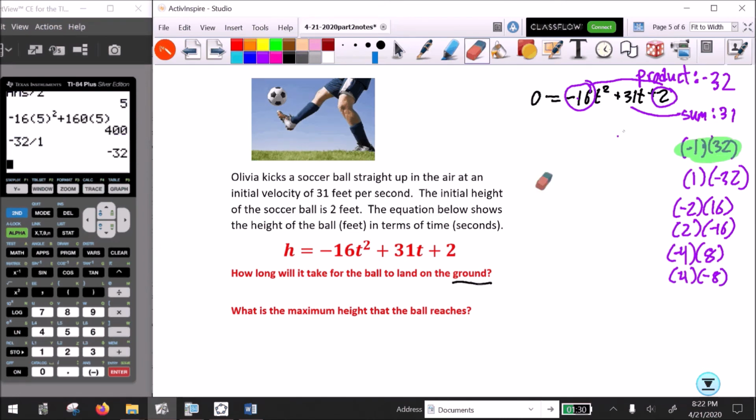Alright, so we're going to use that factor pair to split up that middle term, 31t, as negative 1t and positive 32t. So I'm just going to rewrite this whole quadratic, negative 16t squared minus 1t plus 32t plus 2. Factor by grouping. Look at the first two terms and the second two terms. Factor out the greatest common divisor from each. The biggest number that divides negative 16t squared and negative 1t evenly, we can factor out a negative 1t.